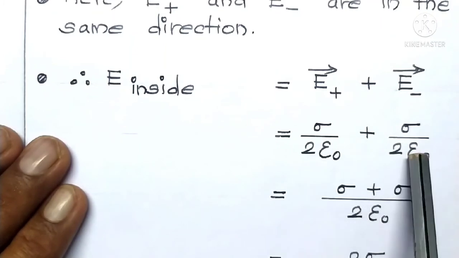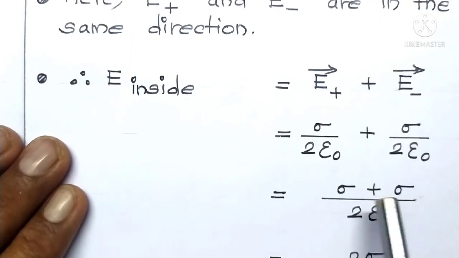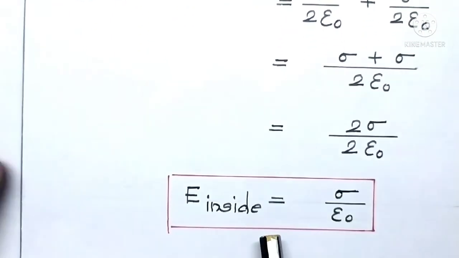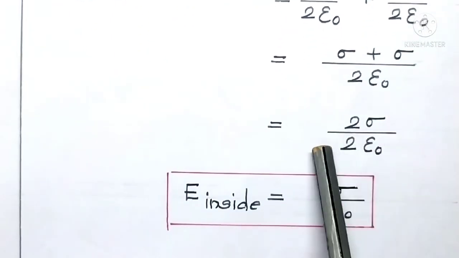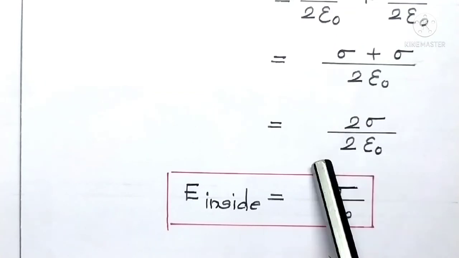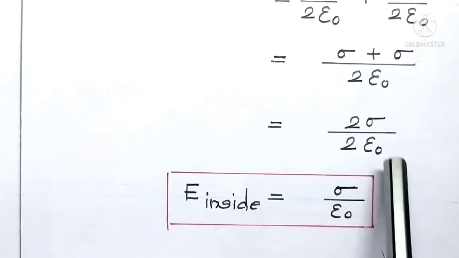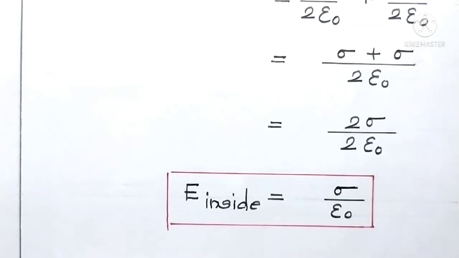So here it is common. So let us write 2 epsilon naught, and sigma plus sigma is equal to, what will happen? 2 sigma by 2 epsilon naught. 2 and 2 get cancelled. So E inside is equal to sigma by epsilon naught. This is the final expression for this derivation. With this, the derivation has come to an end.